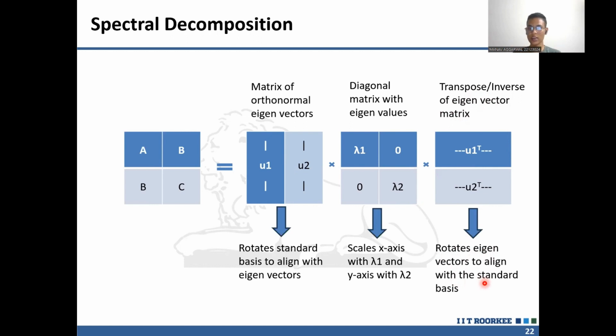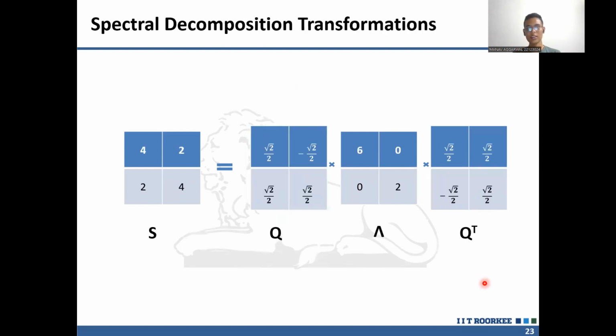Let's see how this actually occurs by taking an example. Talking about the matrix S equal to 4 2 2 4, we can break it down into Q lambda Q transpose as such, where root 2 upon 2 and root 2 upon 2 is the first eigenvector for the matrix S, and minus root 2 upon 2 and root 2 upon 2 is the second eigenvector for the matrix S. The corresponding eigenvalues are 6 and 2. Similarly, this is nothing but the transpose of the eigenvectors taken in Q as column vectors. Let's see how these transformations actually happen.